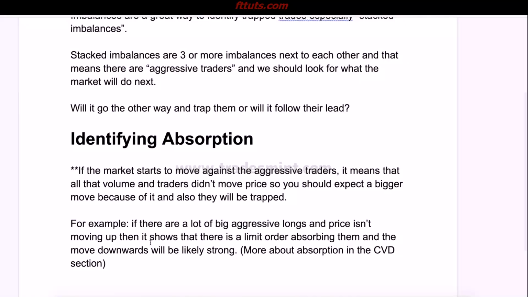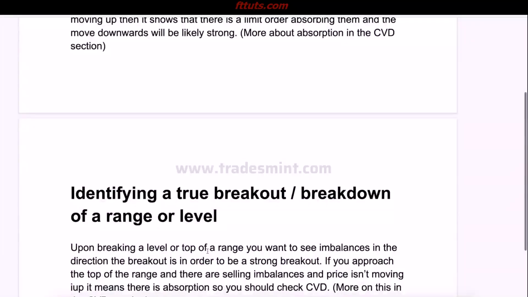So like I just showed you, for example, if there's a lot of shorts opening up at support and we see those stacked imbalances, but price doesn't move down, instead it moves up, it's showing us that there is a limit order absorbing them, and the movement upwards will probably be a pretty aggressive move in the opposite direction. And we're going to talk more about this in the CVD section, the cumulative volume delta, because it kind of goes hand in hand right here.